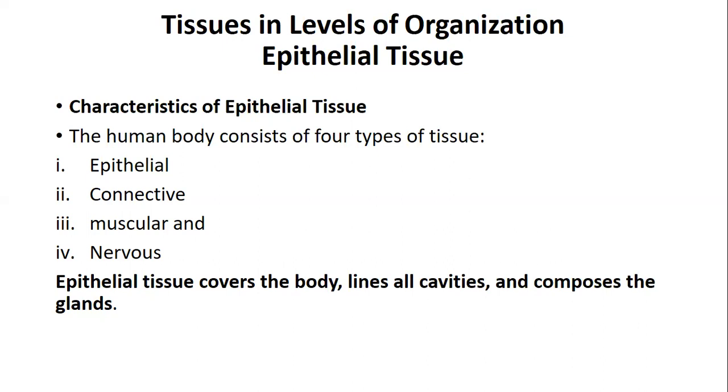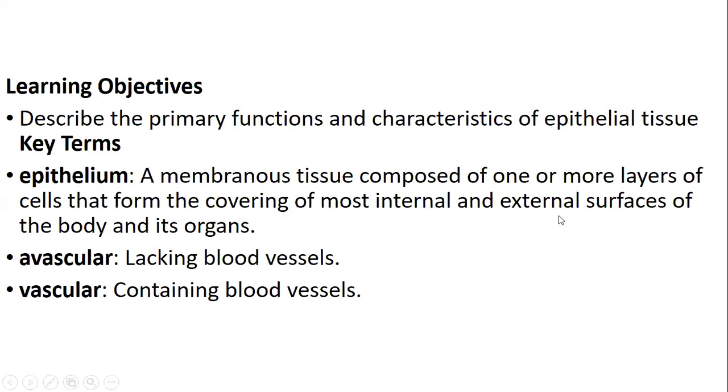Epithelial tissue covers the body, lines all the cavities, and composes the glands. Okay, that is the composition of epithelial tissue. So we are starting with that. Our aim at the end of the day is that we should be able to describe the primary function and characteristics of the epithelial cells.